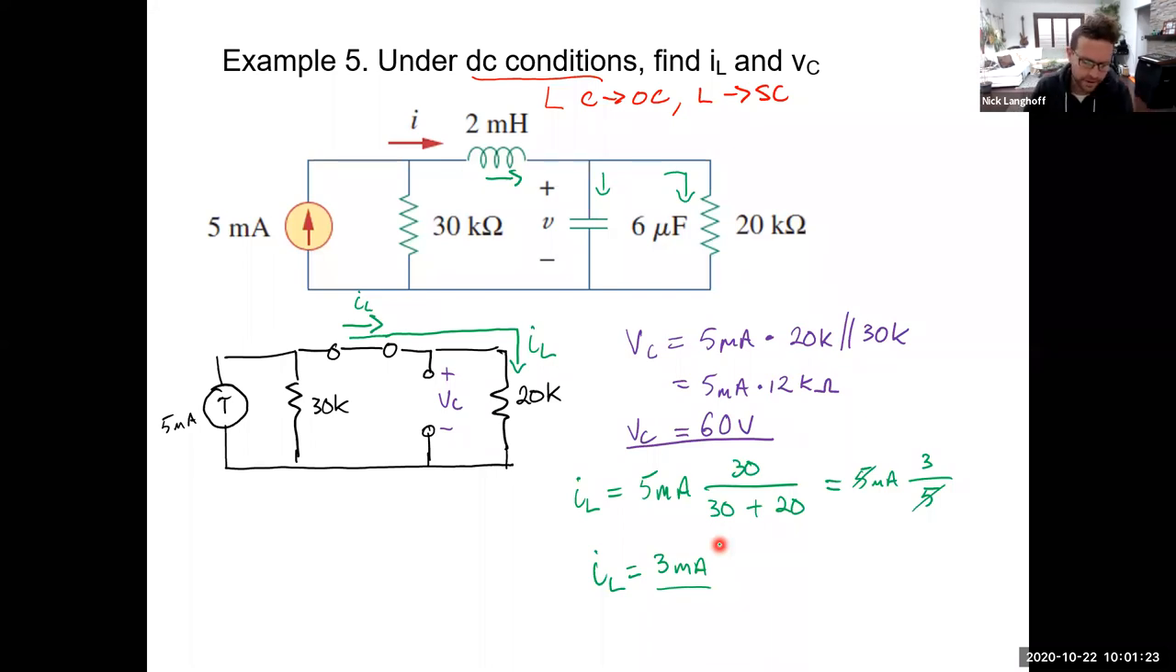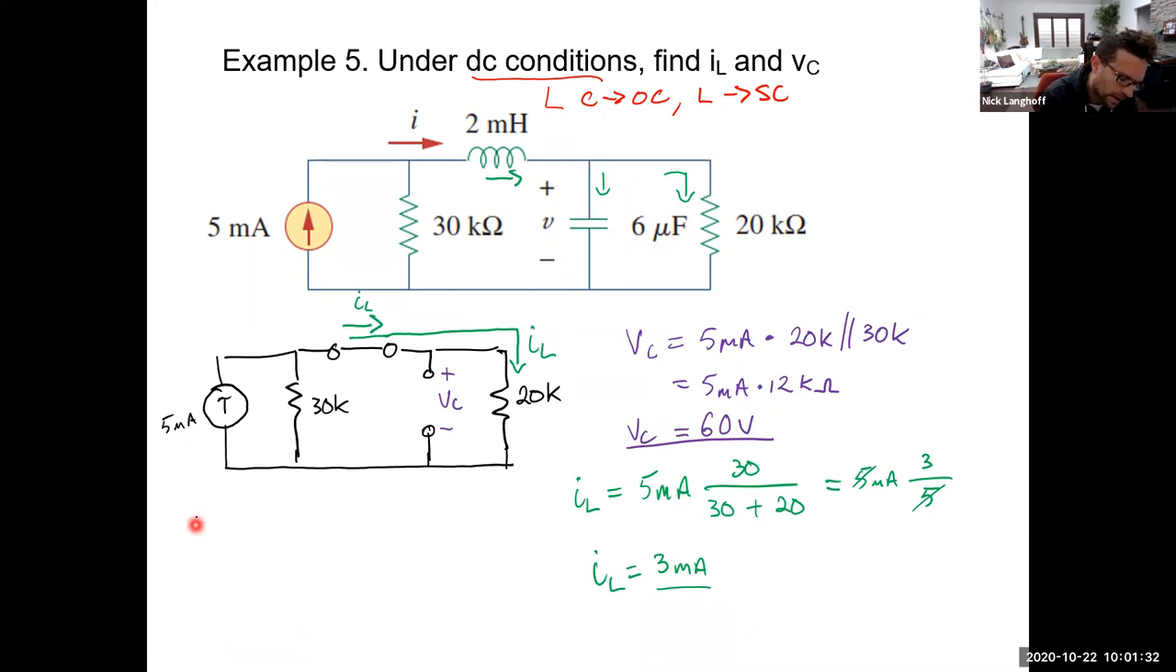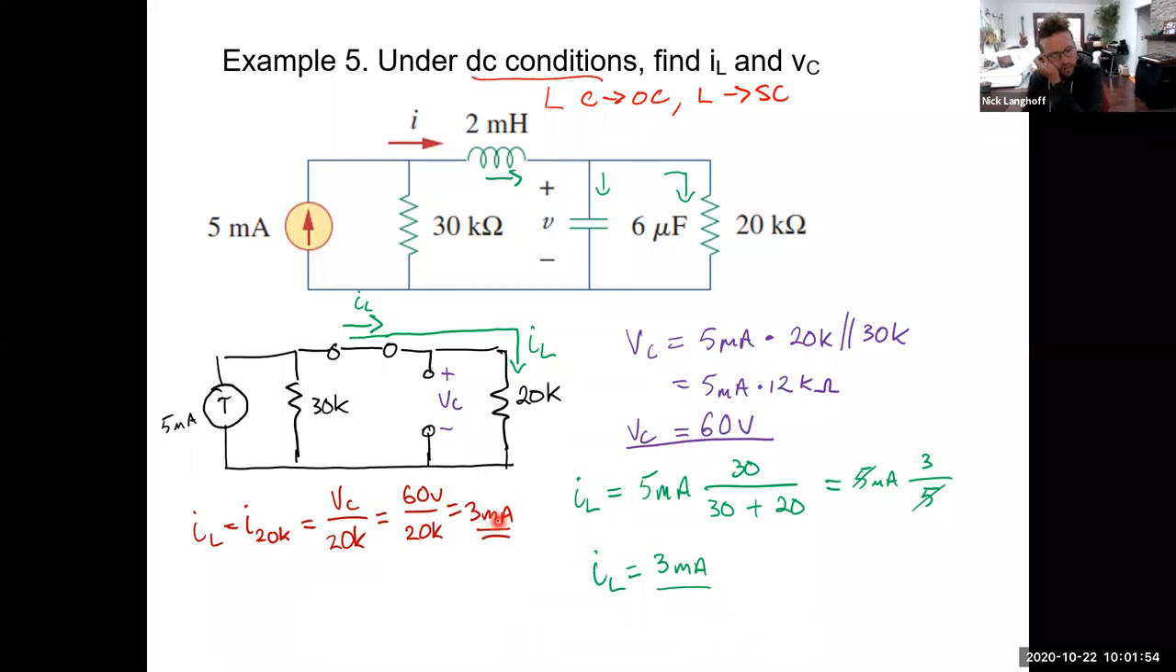So that's what it is. We could have done it another way. Actually, now that we know VC, that's the voltage across the 20K. I suppose we could have said, well, IL equals I through the 20K, which is equal to VC, because the voltage on the capacitor is in parallel with the 20K, divided by 20K, or 60 volts over 20 kilo ohms is 3 milliamps. And so either way that you get there is fine. The conceptual leap is the fact that under DC conditions, all of the inductor current flows through that 20 kilo ohm resistor.